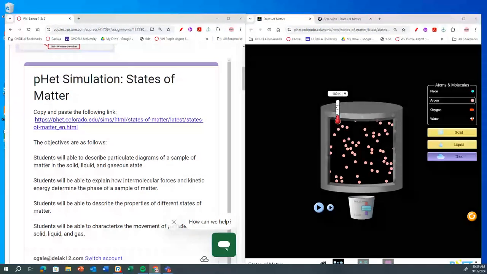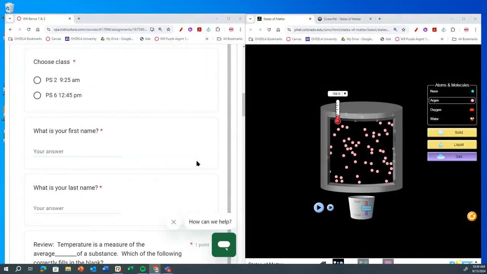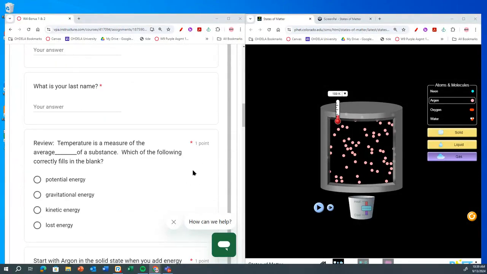This is the PhET simulation. I clicked on this link, got this page. All right, so temperature is the measure of kinetic energy. All right, so it's the kinetic energy of the particles.